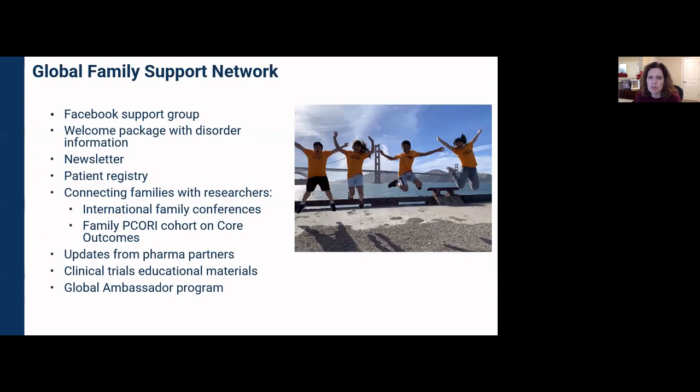We also support families by having an online support group. We send them a welcome package with information to help communicate with their teachers and their friends and neighbors about what this new diagnosis is. We have a newsletter that goes out to keep them up to date. We connect them with the pharmaceutical companies that want to give updates and are recruiting for clinical trials. We educate them on the clinical trial process. And we have a global ambassador program to connect different people and find ways to advocate in countries around the world. Next slide, please.